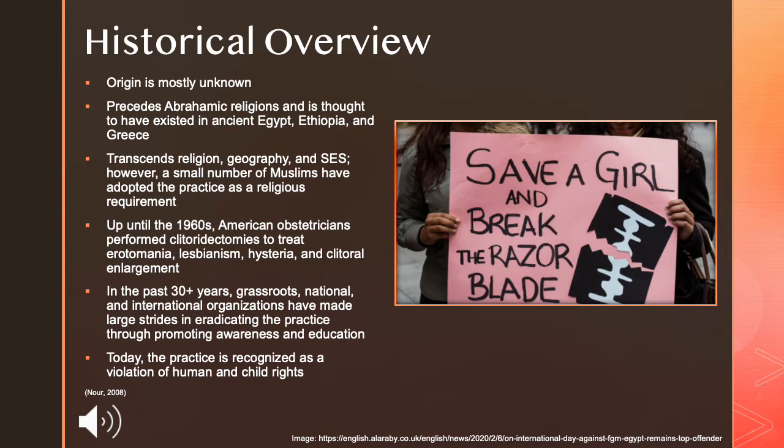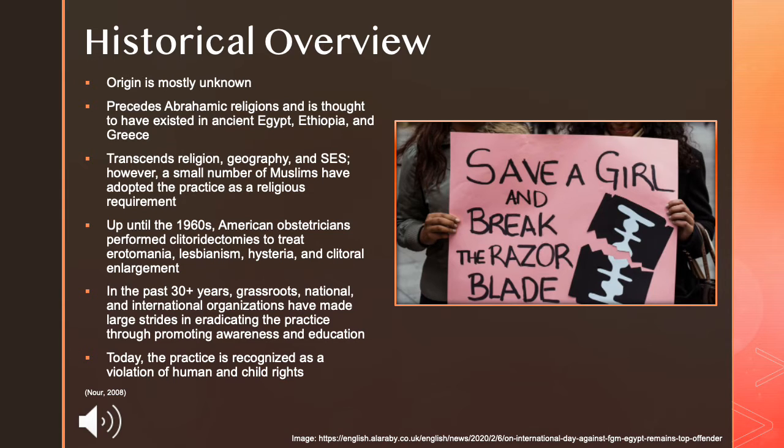While the origin of female genital cutting and mutilation is mostly unknown, we do know that it precedes Abrahamic religions and is thought to have existed in ancient Egypt, Ethiopia, and Greece. We know that it transcends religion, geography, and socioeconomic status. However, a small number of Muslims have adopted the practice as a religious requirement, as I mentioned previously.